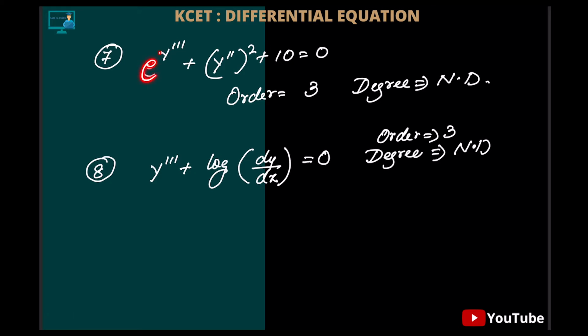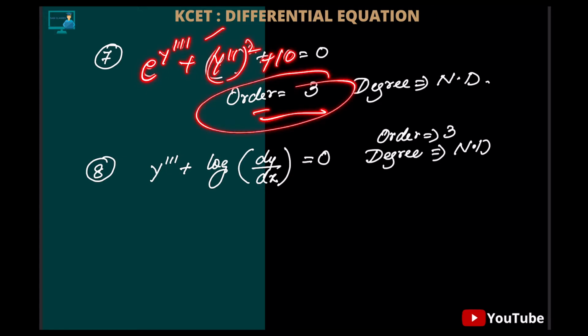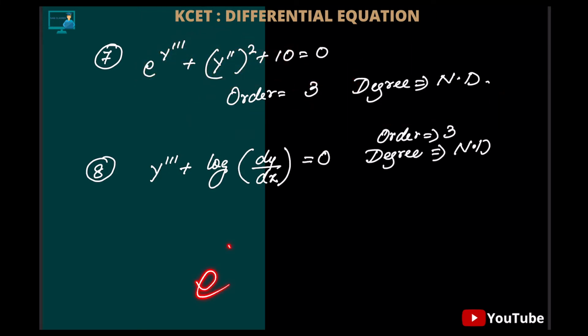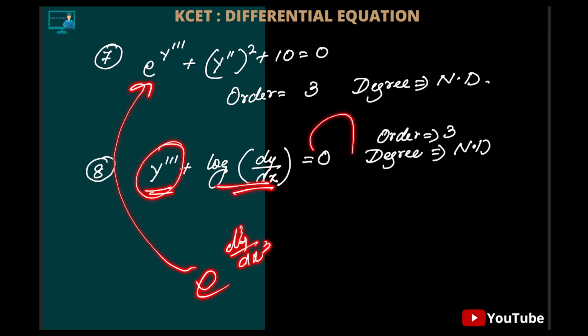e power y third order plus y second order whole square plus 10. Again, directly we can say order is 3 because we have differentiated 3 times. But degree is not defined because it came in exponential form, e power d3y by dx cube. Correct. So that's why. Again, y power 3, third order, the exponential is given. So again, degree won't be defined.